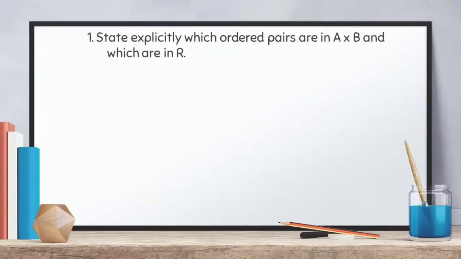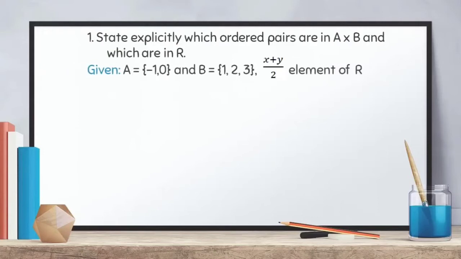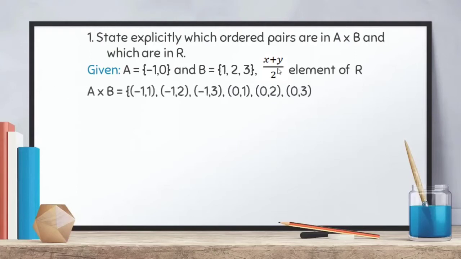Now let's go to our solution. For number one, state explicitly which ordered pairs are in A cross B and which are in R. So let's recall our given. So A is equal to {-1, 0}, and B is equal to {1, 2, 3}. And we're going to perform this formula, (x + y) all over 2, element of R.